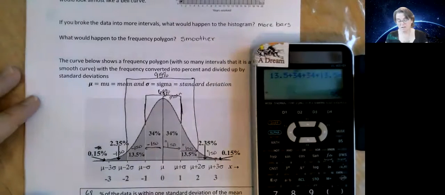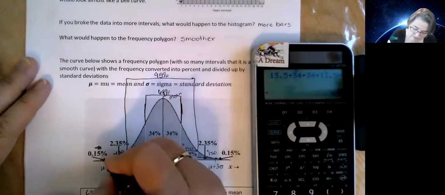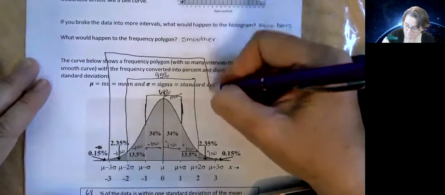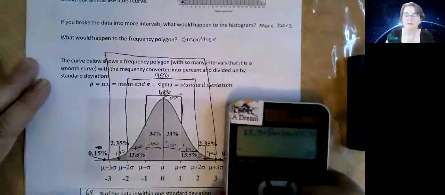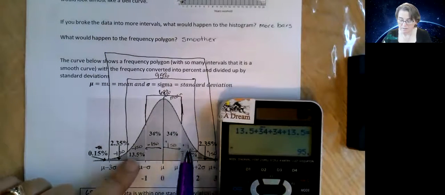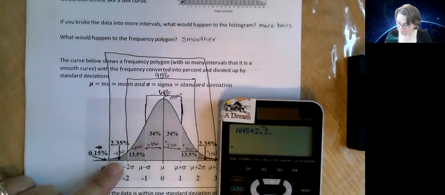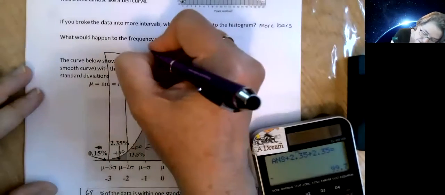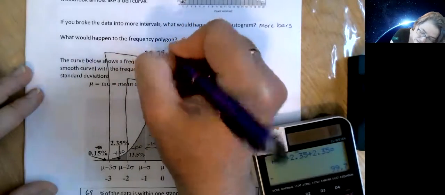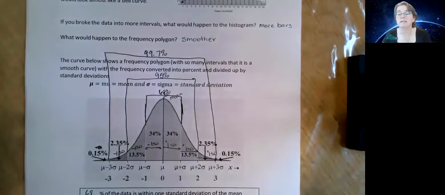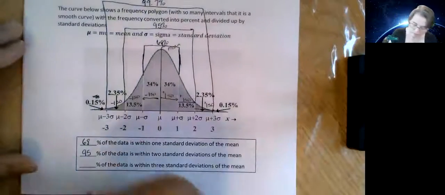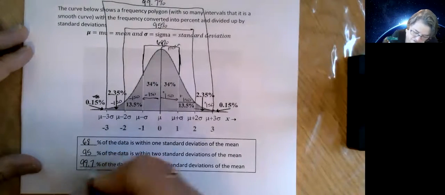And if you add on to get 3 standard deviations of the mean, well, I already know that if this much was 95, so now I'm going to add 2.35 plus 2.35, and I should get 99.7% of the population. So almost all of your data is always within 3 standard deviations of the mean. So that should be 99.7.